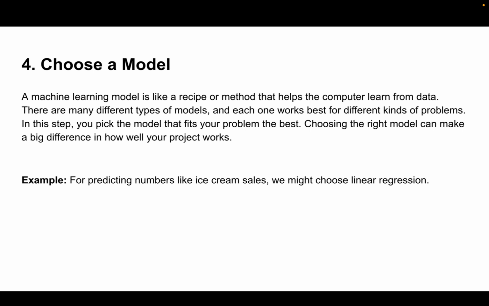Step 4, we choose a model. A machine learning model is like a recipe or method that helps the computer learn from data. There are many different types of models, and each one works best for different kinds of problems. In this step, you pick the model that fits your problem the best. Choosing the right model can make a big difference in how well your project turns out. Again, continuing the same ice cream example, for predicting numbers like ice cream sales, we might choose linear regression.